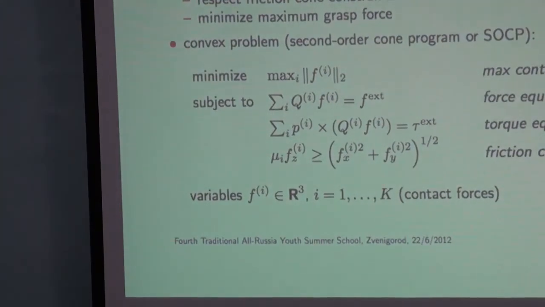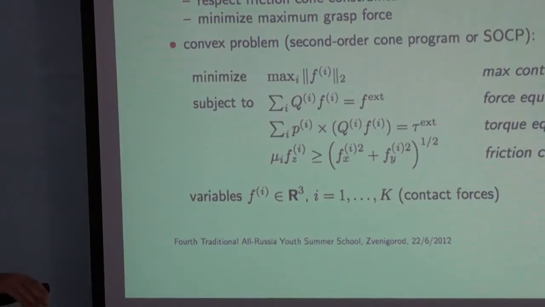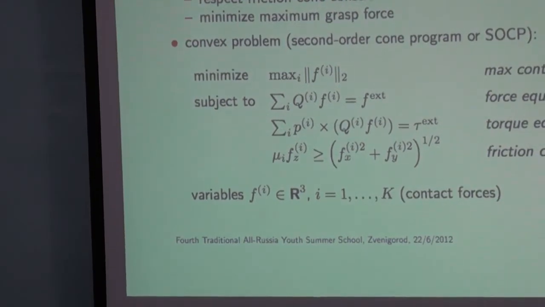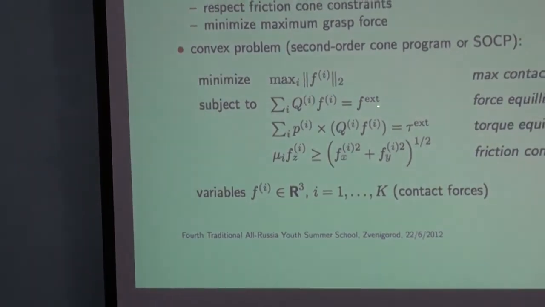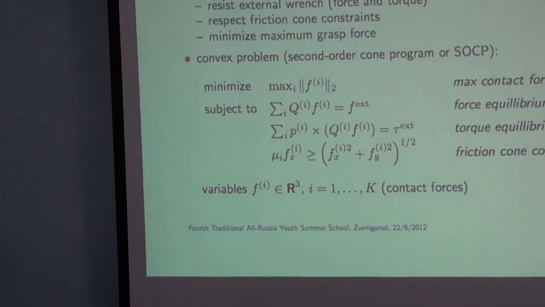And this is expressed in the local coordinates, with the z-axis being into the object at the contact point. And then you have a bunch of orthogonal matrices that transform them to a global coordinate system. And this says that you sum the total force and you sum the total torque. And you can take many different objectives, but this is minimize the maximum force applied to the object. Okay, so that's an SOCP.